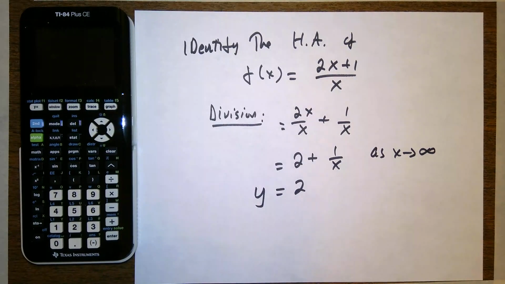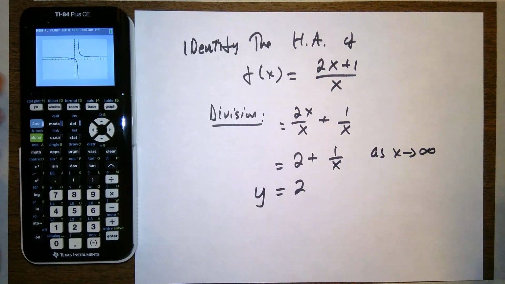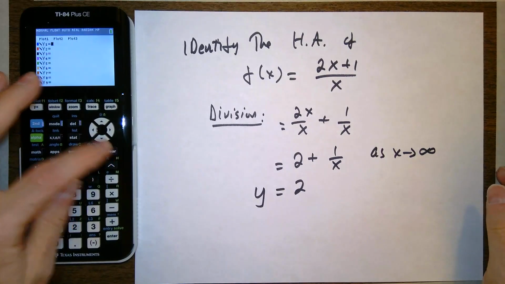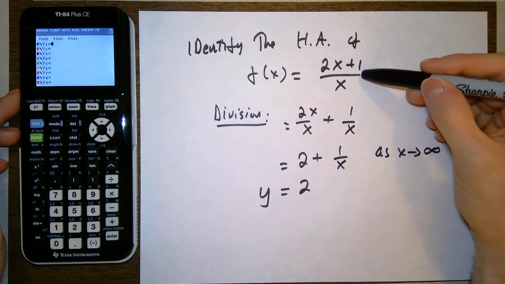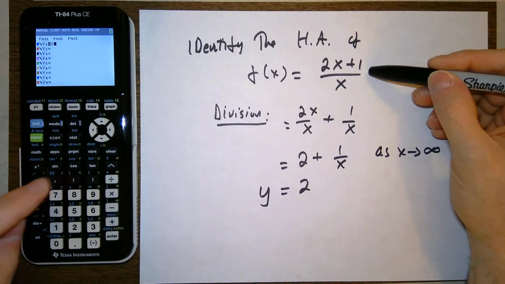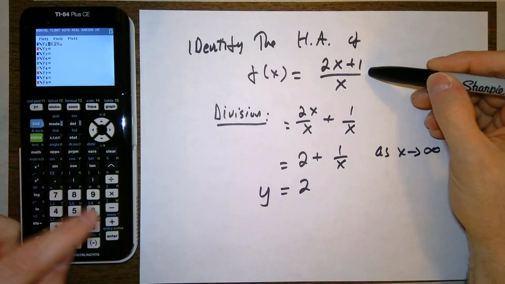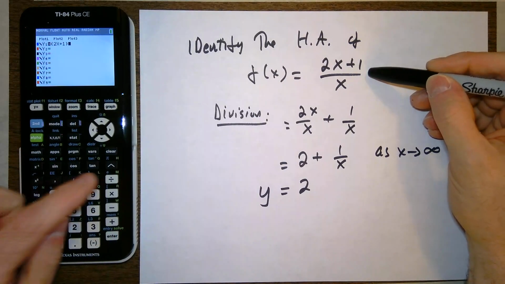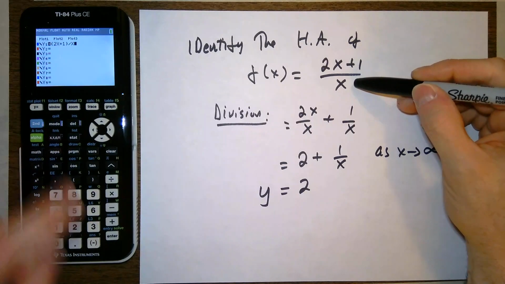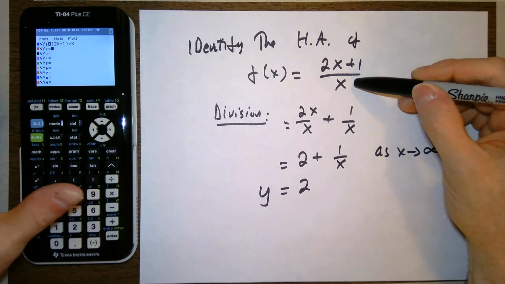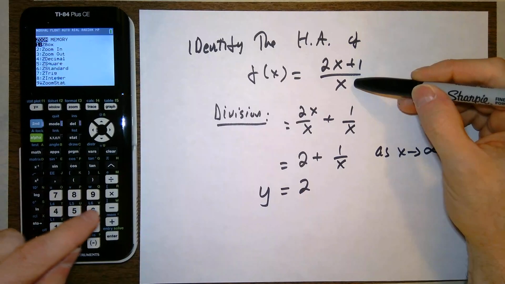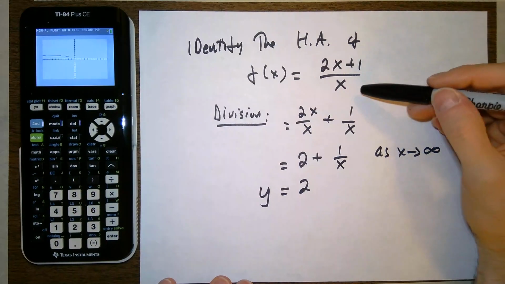Let's take a look at this graphically. So take out your calculators, if you don't have them out already. Let's graph this function right here. So open parentheses, 2x plus 1, close parentheses, divided by x. Now that's all I'm going to graph at first. I'm going to go to standard viewing window.